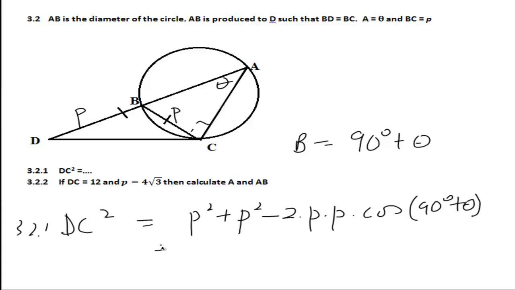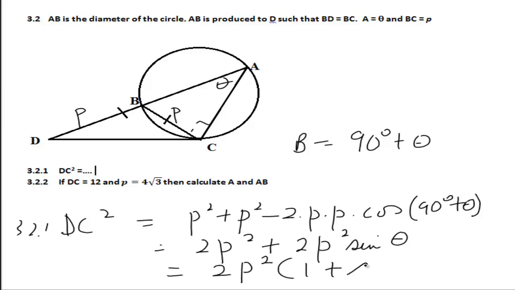Now that gives you 2p squared. Remember, cos of 90 plus theta is in the second quadrant, complementary ratio, and its answer is negative. Negative times negative is positive 2p squared, and the complement of cos is sine theta. So we've got an answer which is 2p squared into 1 plus sine theta.